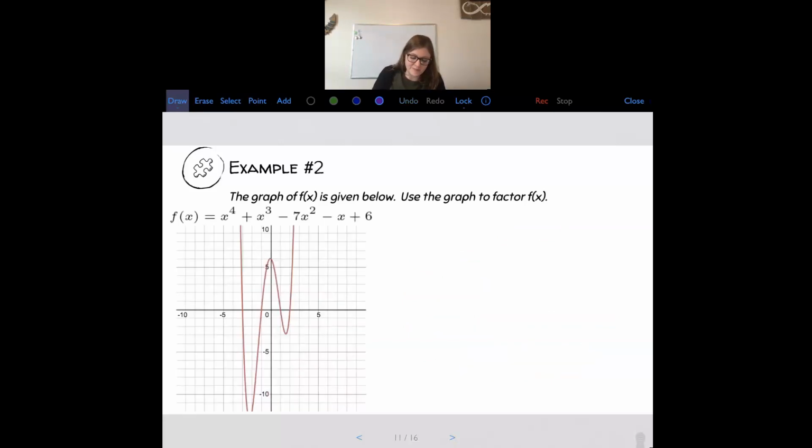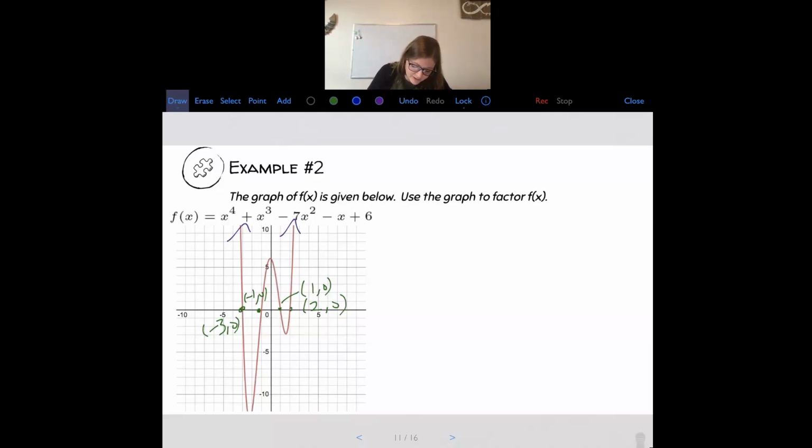Okay. Example 2, the graph of f of x is given below, so we're going to do the same thing. First, let's take a look at our x-intercepts. We have one here at -3, 0. We have -1, 0. We have 1, 0. And we have 2, 0. Okay. So now all of them cross the x-axis, so all of the multiplicity should be odd. And then our end behavior, we've got a graph that's smiling, so our leading term should be positive.